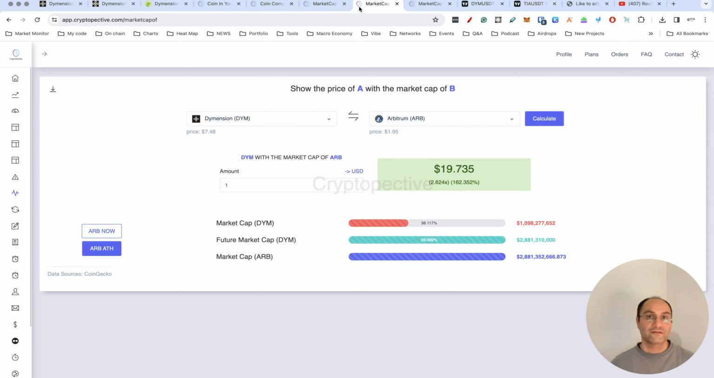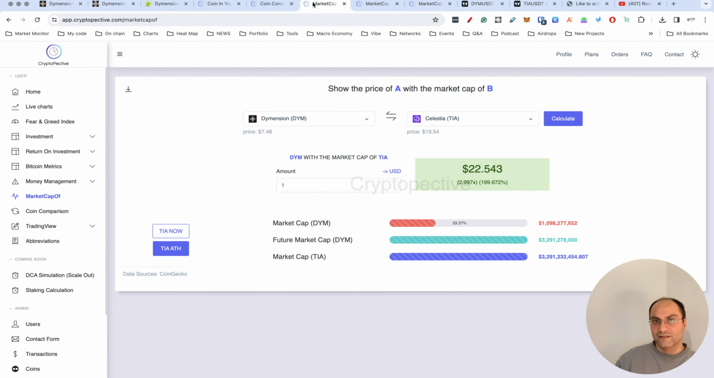Therefore, we should compare it with some other technologies that want to have this kind of blockchain. We can compare it with Arbitrum. If this one wants to reach the Arbitrum all-time high, of course, this coin is new. This coin doesn't have that much history. But again, we can see around $20. Then somehow we can expect Dymension can reach $22, which is at least a 200% gain.